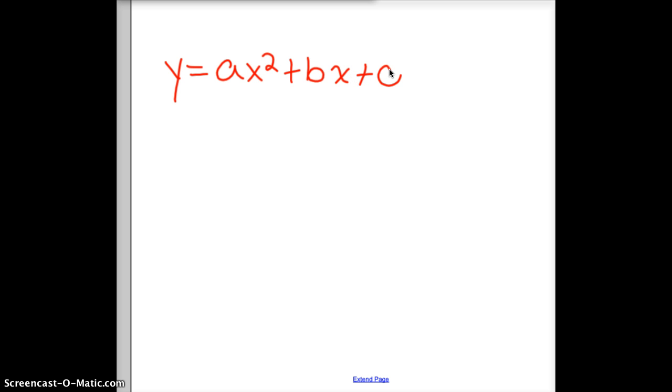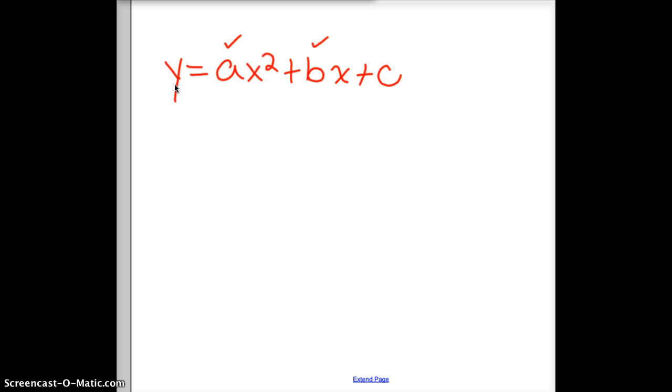And we've already graphed them, and we've already talked about how a controls whether it opens up or down, smile or frown. c moves it up and down the graph. b shifts the axis of symmetry. We've talked about how to find the vertex by doing negative b over 2a and plugging it in. We've applied it to some word problems. And now we're going to be doing what's called solving a quadratic equation.